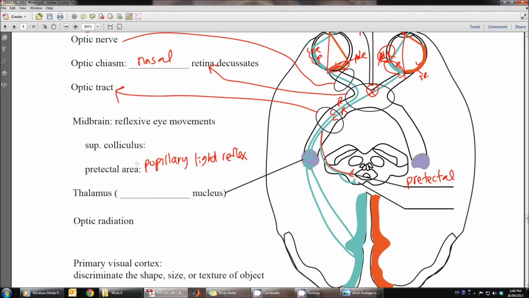And the other function of the pretectal area is that it's a site for the optokinetic reflex, which we will cover in the next slide. So the optokinetic reflex is associated with the pretectal area. The other branch can go to the superior colliculus. So this is the superior colliculus.